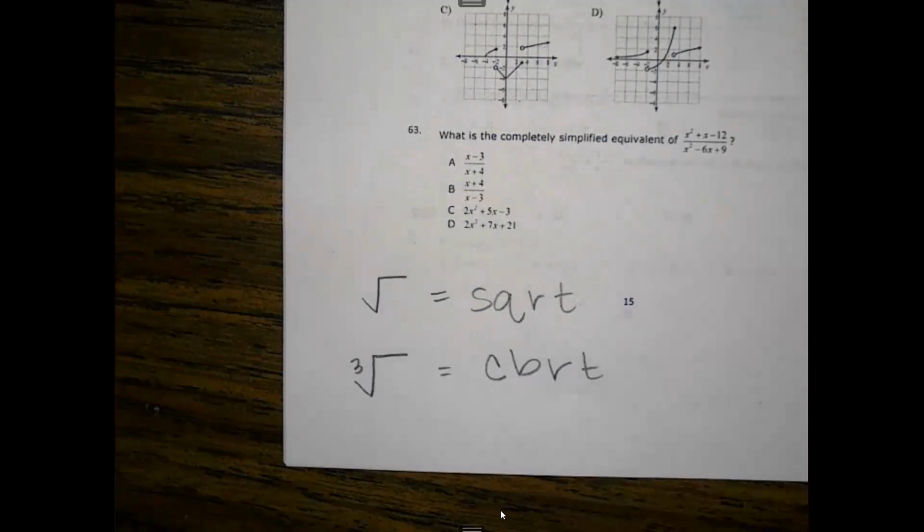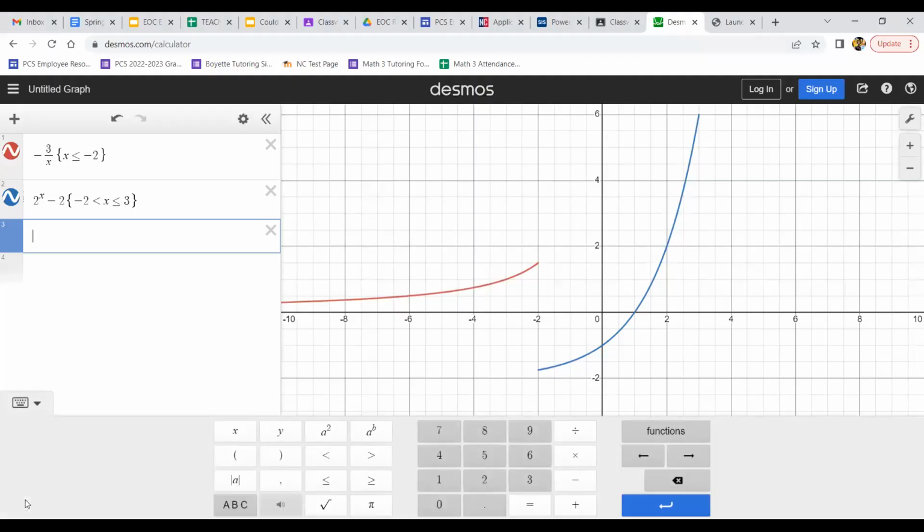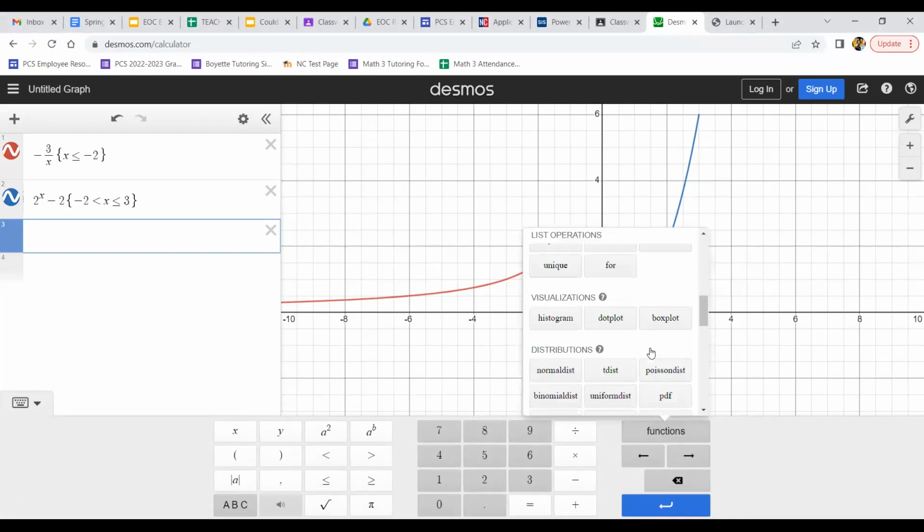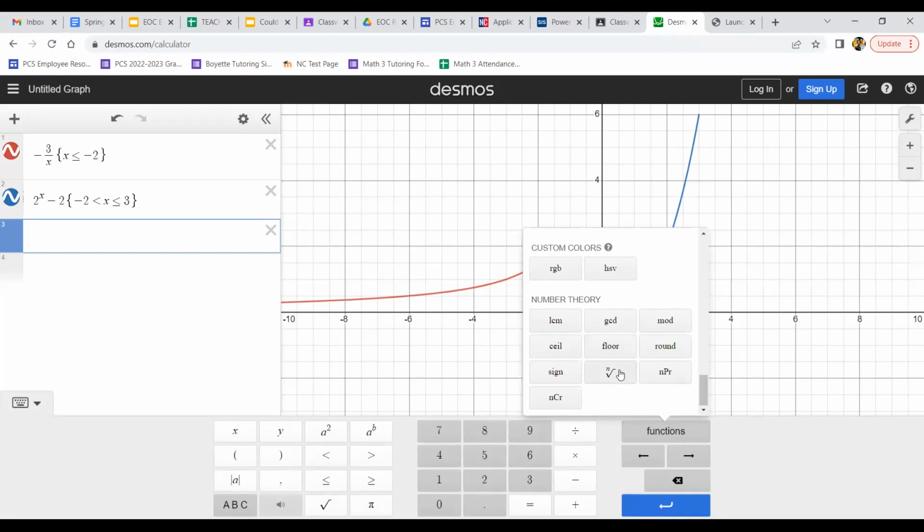So I'm going to show you how to get to those from Desmos. To get to the square root, use the Desmos keyboard, and then, hold on, let me move this. Square root is down here. The cube root is a little bit harder to find. You have to go to functions, and you have to scroll all the way to the bottom and use the nth root here. And then just type it in as like a 3rd root or 4th root or 5th root or whatever, if you ever need a different one.